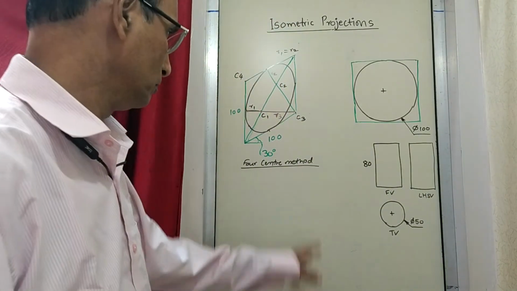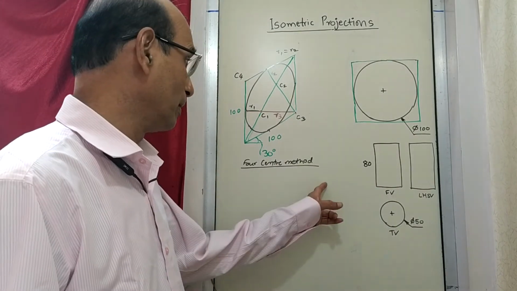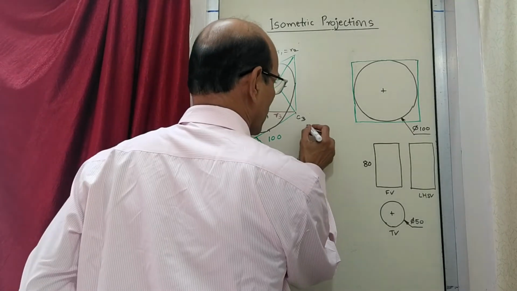How can you draw? By making use of what we have learnt. Now as you know, there are isometric planes, and these are the three isometric planes.